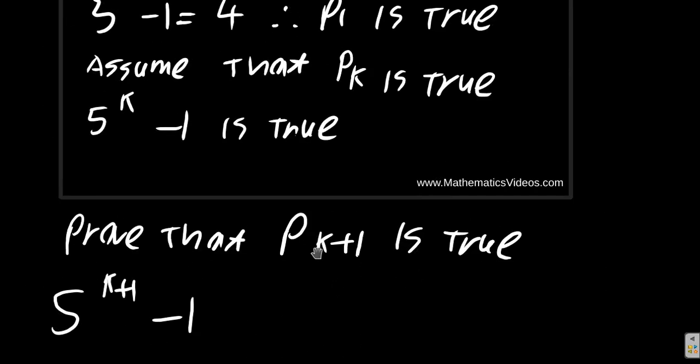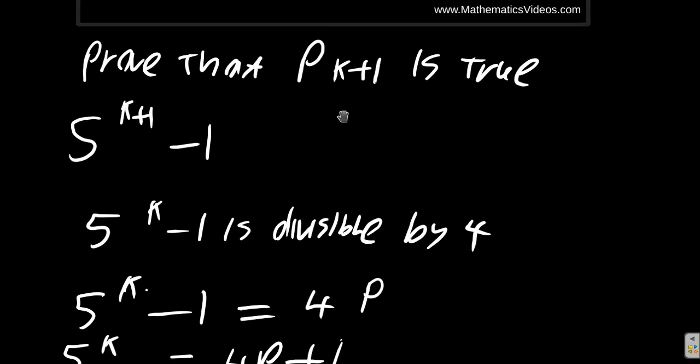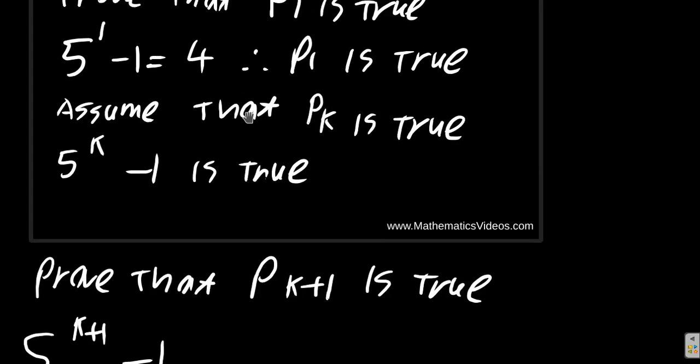So, review. We're asked to prove that 5 to the n minus 1 is divisible by 4. Now, starting right from the start, when n is 1, 5 to the 1 minus 1 is equal to 4, which is divisible by 4. So P1 is true. Assume that Pk is true, where k is some number between 1 and n. So whatever that number is, 5 to the k minus 1 is divisible by 4. We just change n to k. Alright? So we now need to prove that P(k+1) is true, where k plus 1 is the number after k.